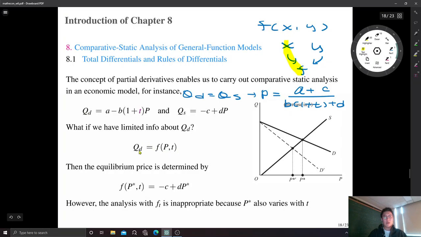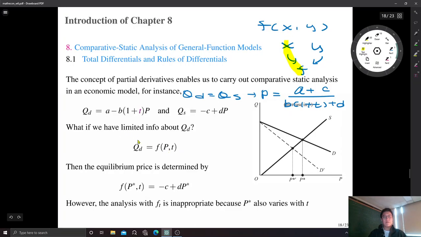So the only thing we know about this quantity demanded is that it is given by an arbitrary function, and it is a decreasing function of p and a decreasing function of t. Meaning that as price increases, quantity demanded decreases, and as the tax rate increases, so some tax is imposed on some specific product, the demand for that product will decrease. That is quite a natural assumption. So we just know that this function is decreasing with respect to each argument.